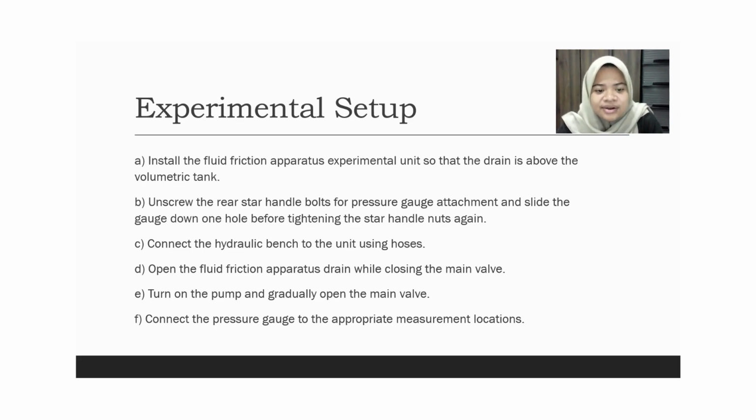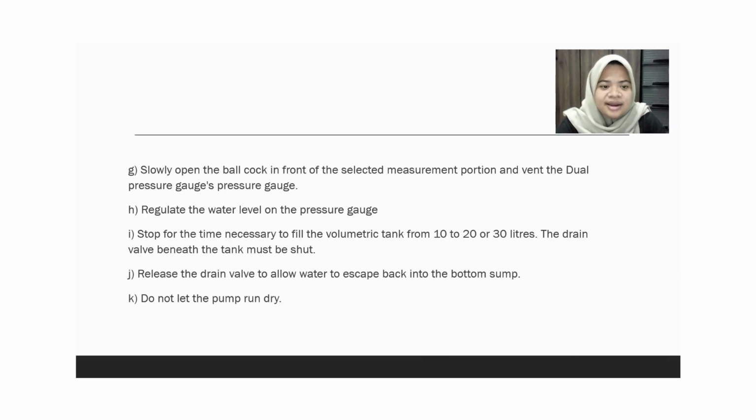Connect the hydraulic bench to the unit using a hose. Open the fluid friction apparatus drain while closing the main valve. Turn on the pump, gradually open the main valve. Connect the pressure gauge to the apparatus measurement location. Next, slowly open the ball cock in front of the selected measurement portion and vent the dual pressure gauge. Regulate the water level on the pressure gauge.